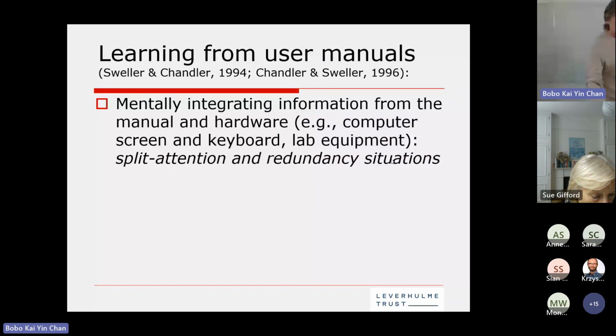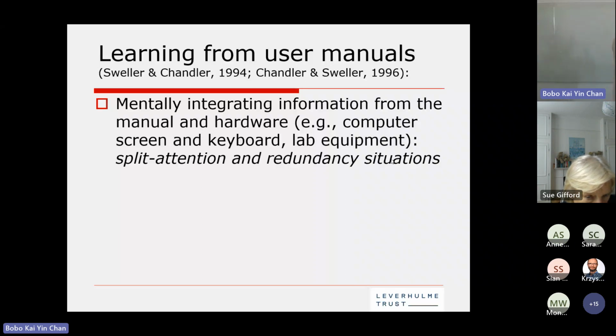One example of this situation is learning from a user manual. We have a lot of those manuals when we're learning about some hardware, or sometimes how to use some software on a computer. So you're following the instruction in a manual, and usually that manual could be a separate book, or could be put on the screen, but you have to follow the instruction.